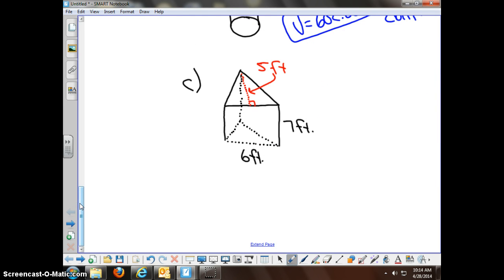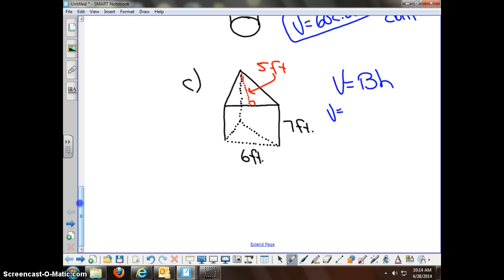And for letter C, how are you solving this one? So we got a triangular prism. So the way you would solve it, just plug the whole thing in. I want you to plug the whole thing in, okay? So volume equals area of base times height. How would we solve that in this situation?